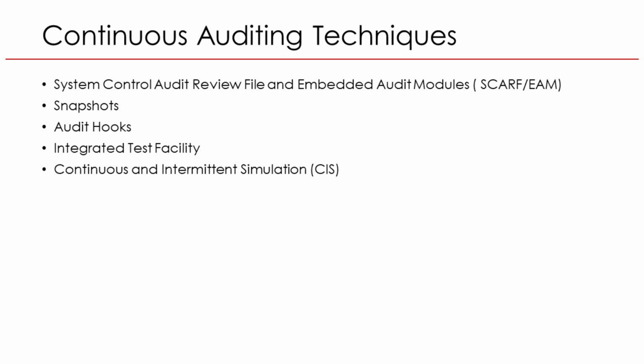controls work properly. 5. Continuous and intermittent simulation, CIS. CIS continuously monitors transactions in real time, comparing them to predefined control rules. If any transaction breaks a rule, it's flagged or stopped immediately. Example: in an online banking system, CIS can automatically detect and block transfers above a threshold to suspicious accounts until verified by the fraud team. Together, these tools help auditors test controls automatically, detect irregularities quickly, and ensure continuous assurance over system activities.